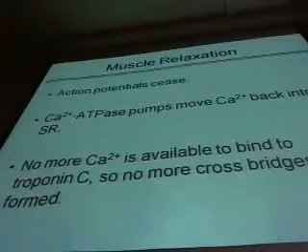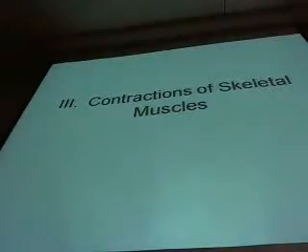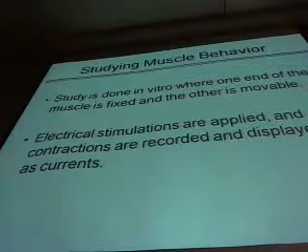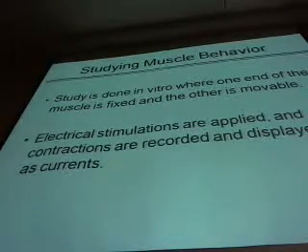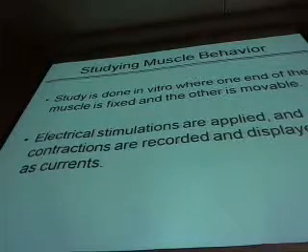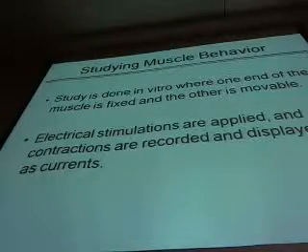And action potential. Okay, contractions of skeletal muscle. These are done in vivo, and we're applying electrical stimulation to it.